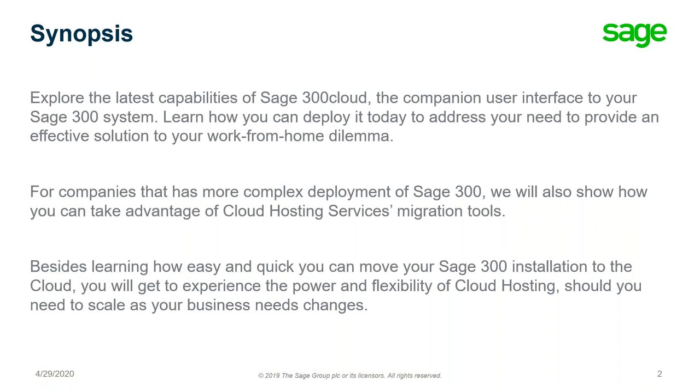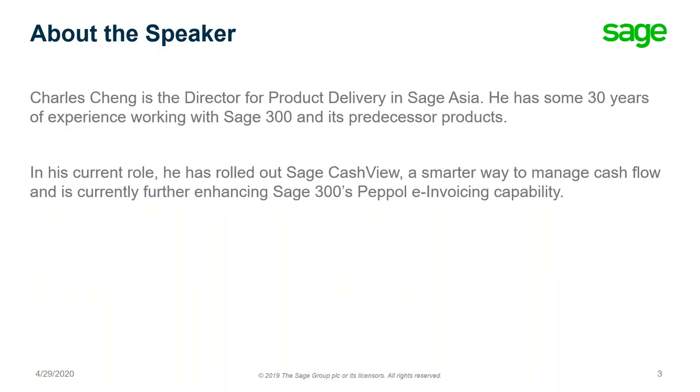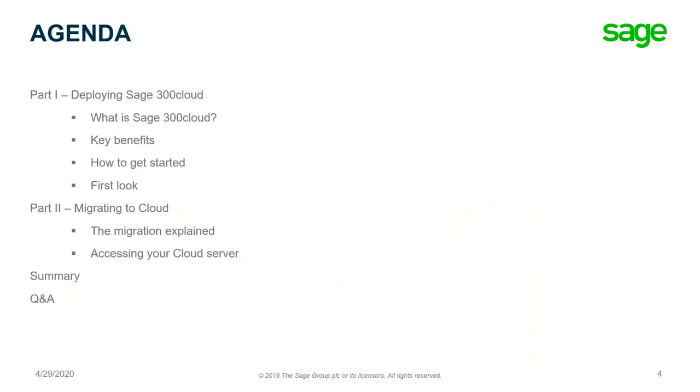Okay, basically here I'm going to be touching upon two concepts. One is how to deploy your Sage 300 Cloud, and I'm going to explain to you what this Sage 300 Cloud is all about. And also later on, we're going to show you how you can migrate whatever you have currently in place in your company to the cloud so that you can have your employees working from home. Then at the end, we probably will be taking some questions and answers.